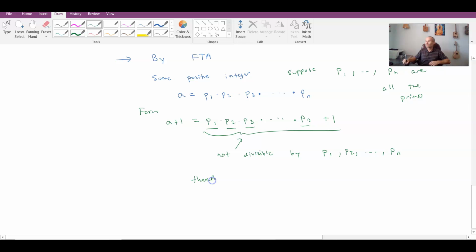Therefore, by the fundamental theorem of arithmetic, there must be another prime. Let's call it p sub n plus 1, that does divide this. Since none of the existing primes do, and since by the fundamental theorem of arithmetic, every number can be factored into a product of its primes, this forms a contradiction.